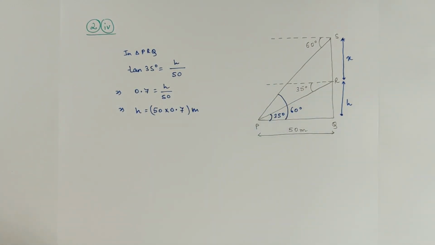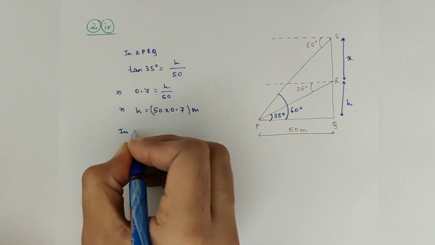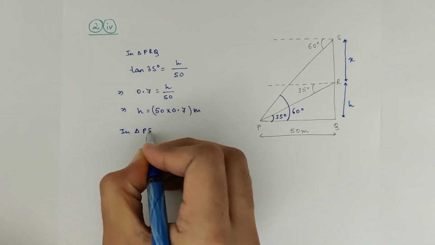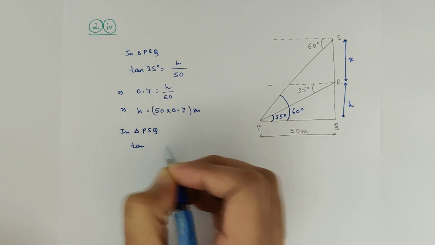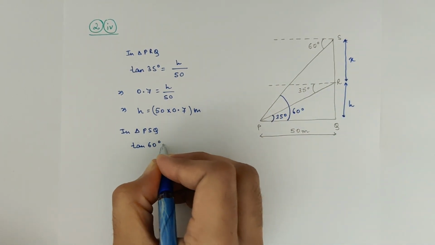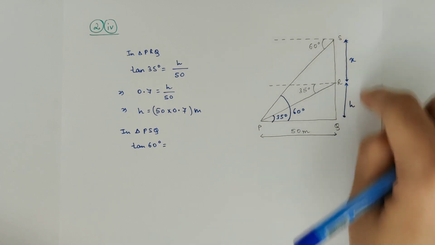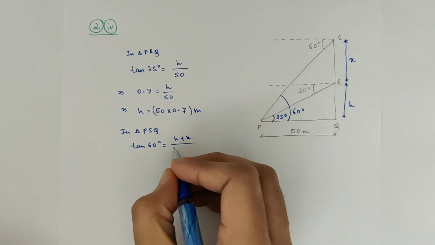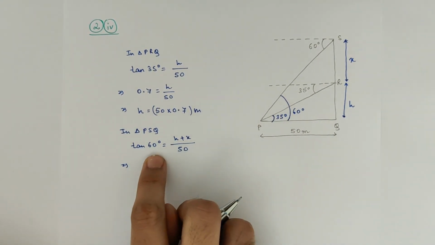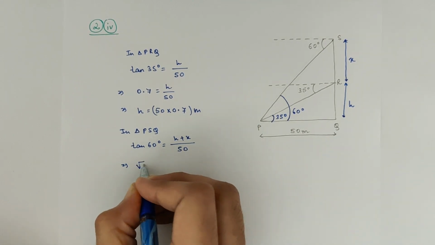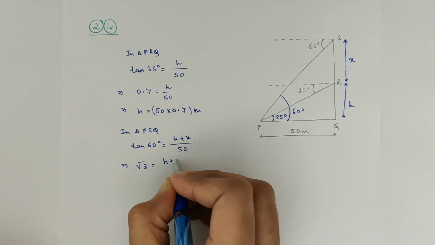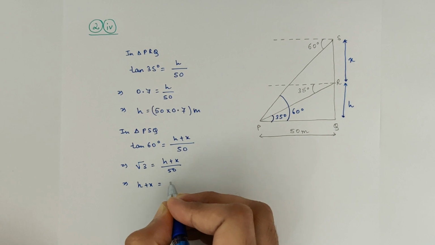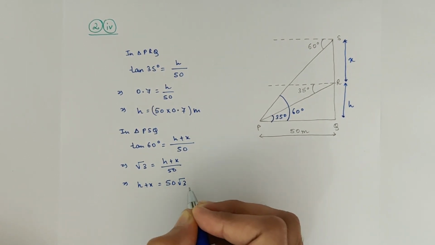We will keep it this way only. Moving on to the next triangle, which is triangle PSQ. In triangle PSQ, tan 60 degree will be equal to H plus X, which is the total distance, divided by the base, which is 50 meter. The value of tan 60 degree is root 3. Therefore, root 3 is equal to (h plus x) divided by 50. Therefore, h plus x is equal to 50 root 3.